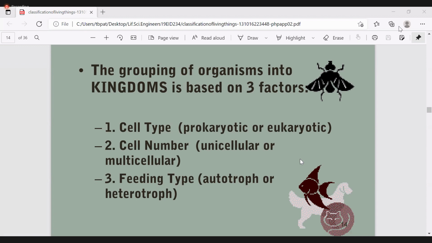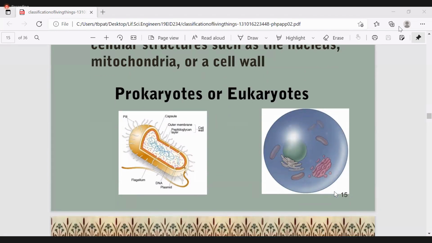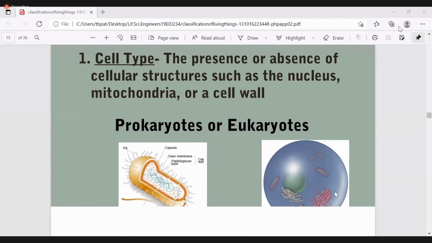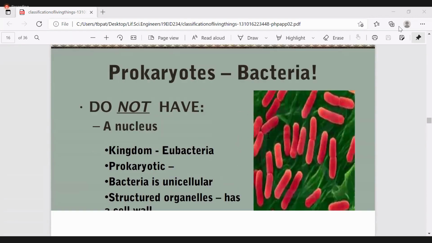The three factors: cell type is prokaryotic or eukaryotic; cell number is multicellular or unicellular; and feeding type is self-made, autotrophs, or dependent, heterotrophs. By these three major components, the six kingdoms are classified. Here you see the cell type. Prokaryotics and eukaryotics are classified by the presence and absence of cell structures such as the nucleus, mitochondria, or cell wall. One is prokaryotic and the other is eukaryotic. The major difference is the nucleus: prokaryotics have no nucleus, and eukaryotics have a nucleus.